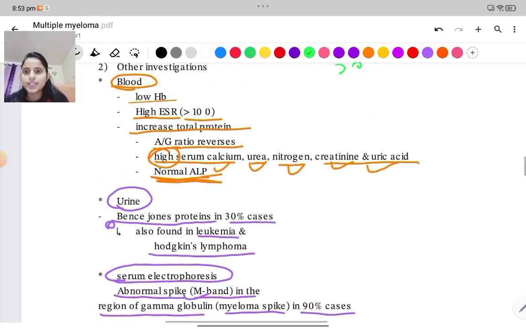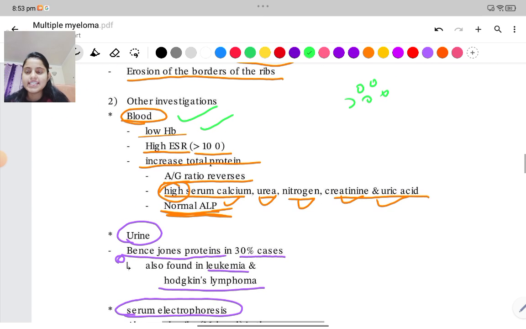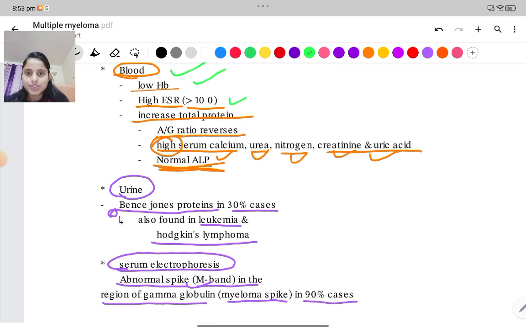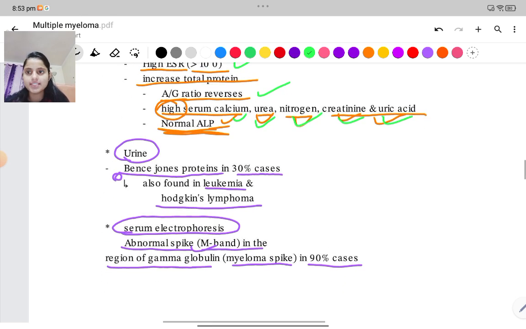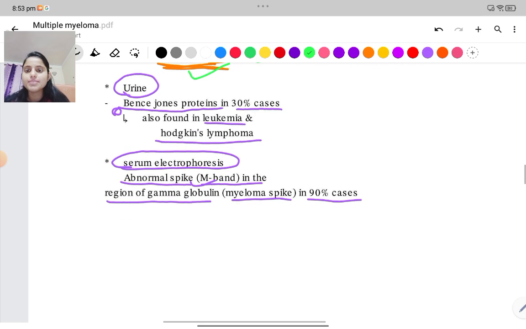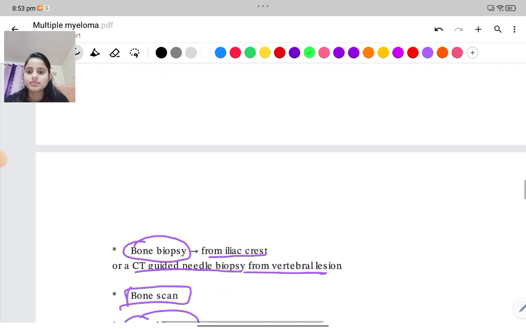So we can do the radiology, we can check the blood in which there is low hemoglobin or ESR is very high, more than 100. Albumin globulin ratio is reversed. High serum calcium, urea, nitrogen, creatinine, uric acid, normal ALP. In urine, Bence Jones protein is increased. On serum electrophoresis, we can see the abnormal spike M band in the region of gamma globulin.